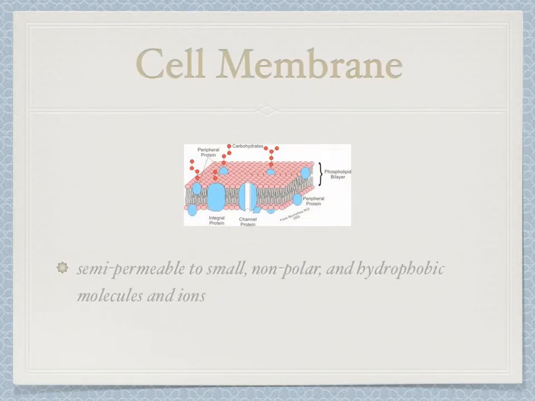The cell membrane is made of a phospholipid bilayer. The phospholipids are made of a hydrophilic head and a hydrophobic lipid tail. These tails face each other and the head faces outwards, creating a hydrophobic region inside the cell membrane. The cell membrane is semi-permeable to small nonpolar molecules and ions. Other molecules and ions have to be transported through the membrane using transport proteins.